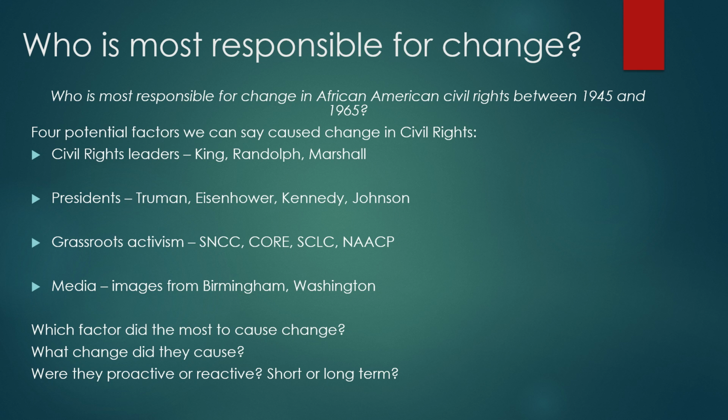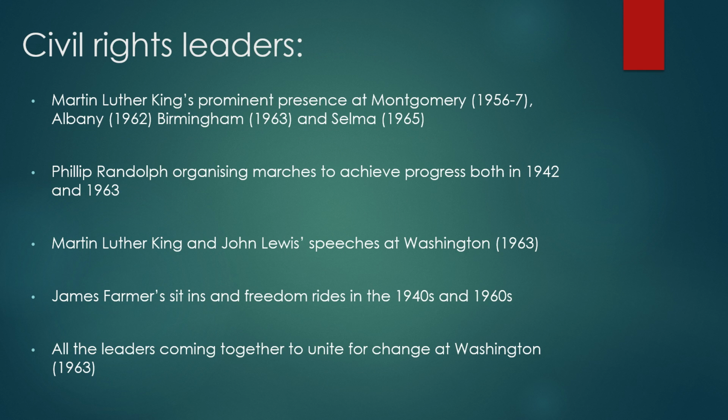With that said, let's get ourselves into the factors. So let's look at the actual leaders. What leaders were there, and did they commit any sort of prominent actions? Well, one, as we said already, was Martin Luther King, and he does indeed have a prominent presence in the later half of this timeline, particularly at Montgomery in 1956-57 during the bus boycott.